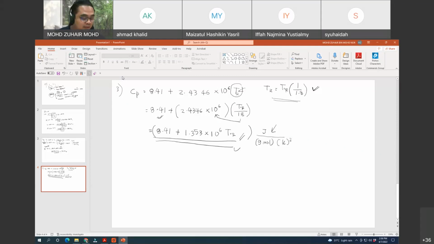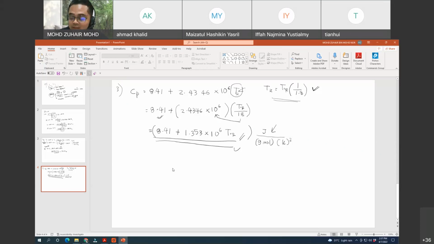Okay, so that's about the temperature. Any question for temperature before we proceed with the pressure? We already completed all the three questions. I have a question, doctor. Okay. Why does the R have to be divided by 1.8 but not times 1.8?